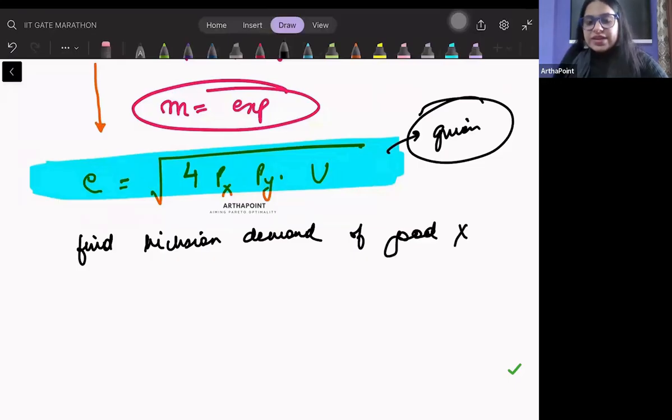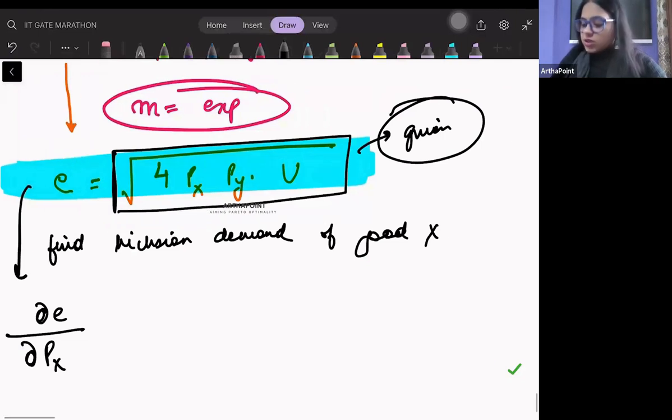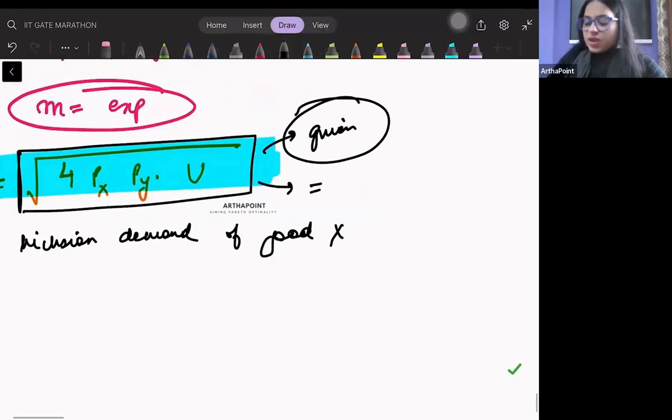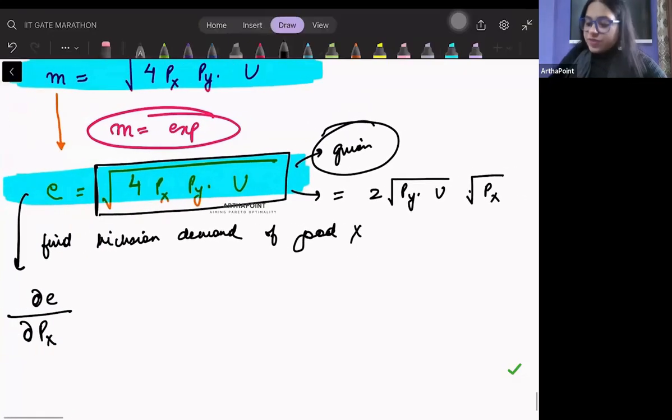So how can you find Hicksian demand? बहुत simple है. Hicksian demand बोलता है according to Shepard's lemma that you must differentiate E with respect to px. You have to differentiate this with respect to px. तो कर दो differentiate. देखो I will just rewrite this thing. Under root 4 को मैं 2 लिख रही हूँ. py and u are constants, तो इनको मैंने अलग लिख दिया. और px के comparison में differentiate करना है, so I have written this px separately. And now I have to differentiate this with respect to px.